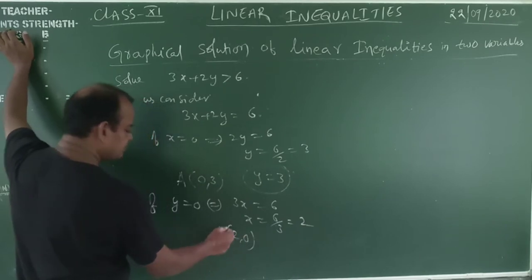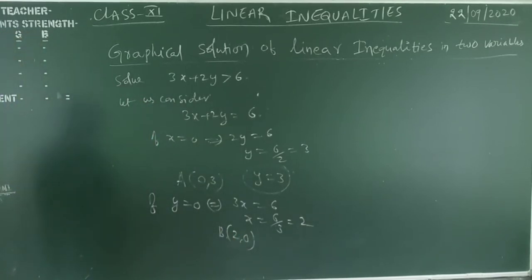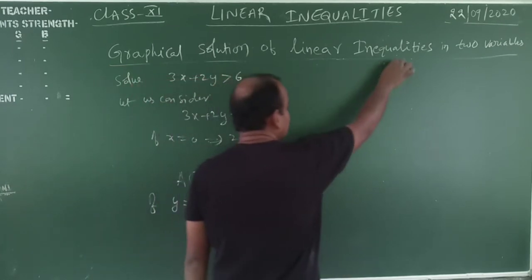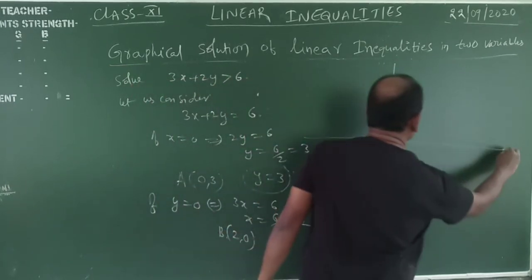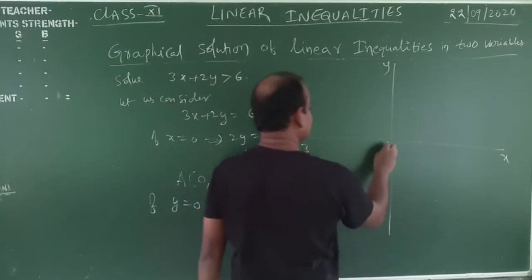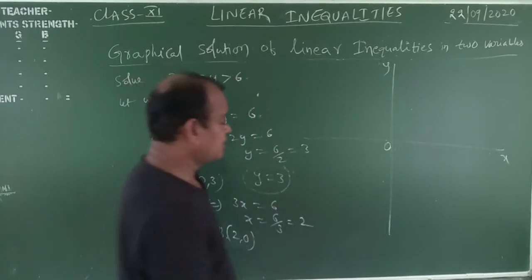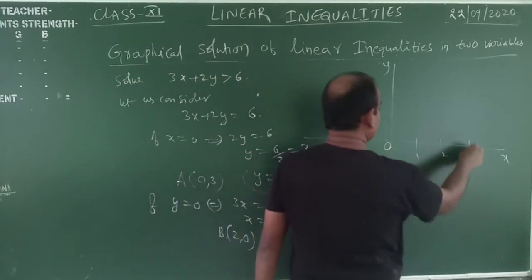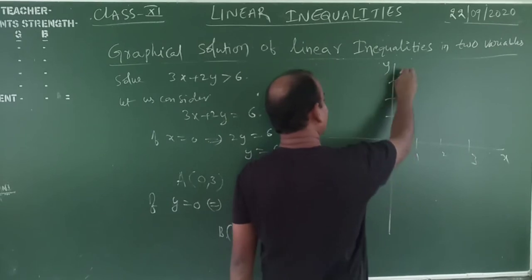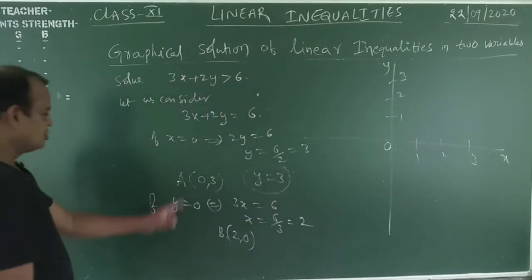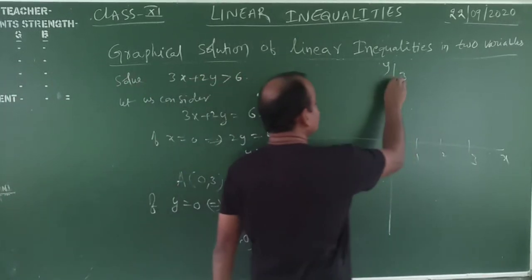This is B. Now we substitute these values on the real line. What happened, my dear students? This is the x axis, this is the y axis, this is the origin. Now we will take the positive side: 1, 2, 3. This is 1, 2, 3. What about the first point? 0, 3. This is point A.